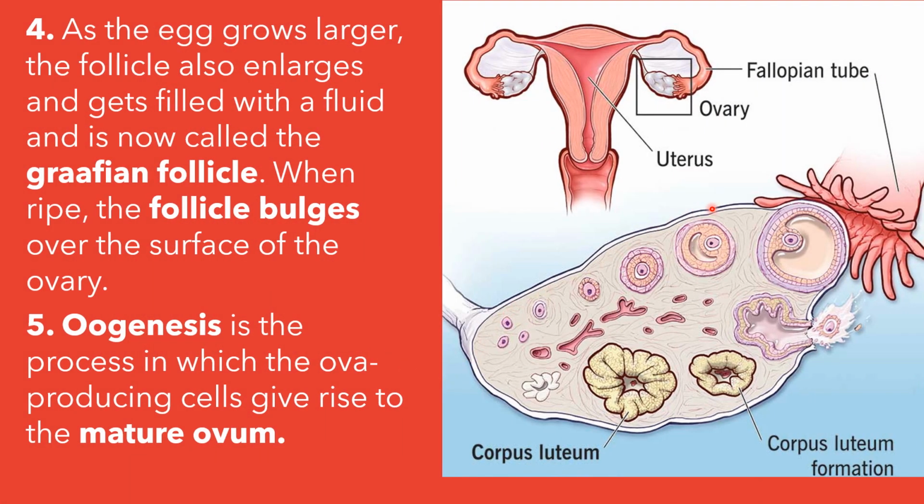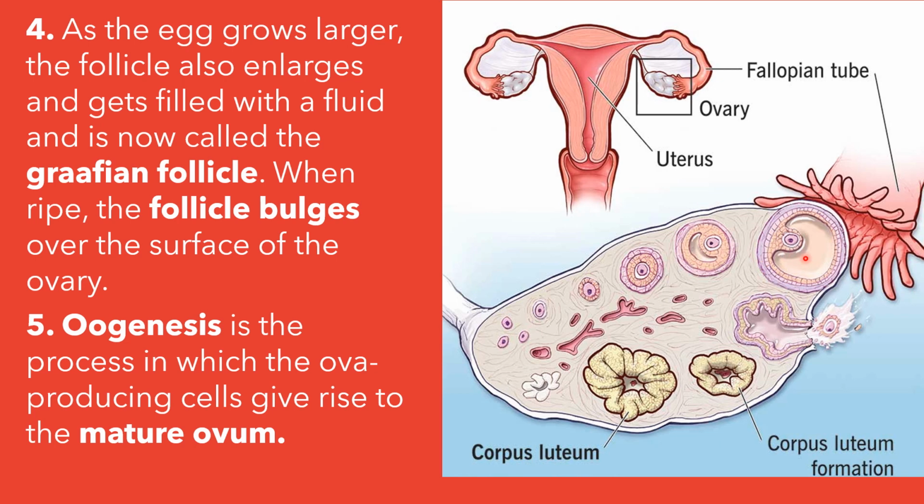Here you can see this is the picture of the ovary. Inside the ovary, the egg or ovum is there. What is a follicle? The cellular structure that surrounds the egg. As the egg grows larger, the follicle also enlarges and gets filled with a fluid. And now it is called the Graafian follicle. This Graafian follicle contains a particular fluid.